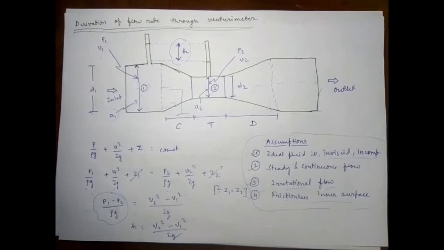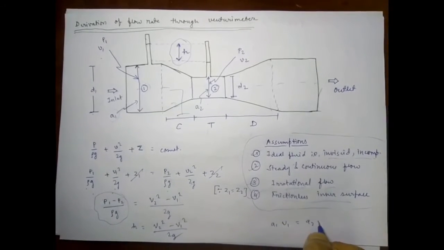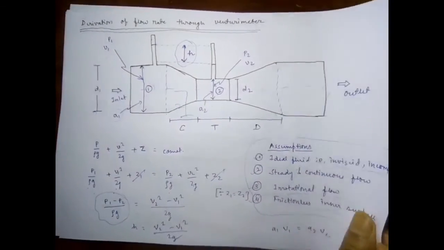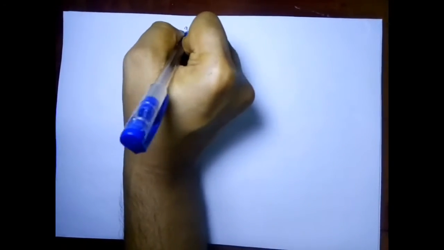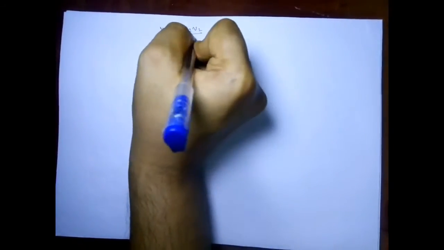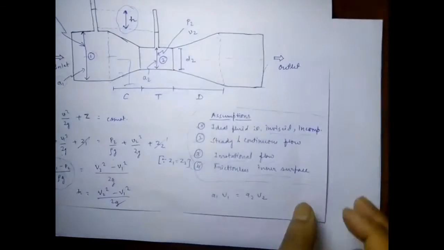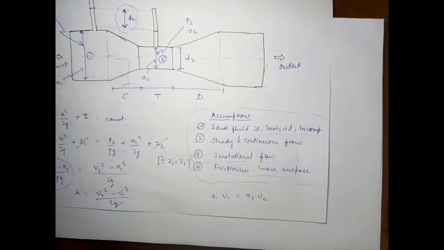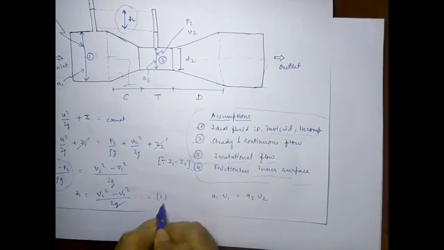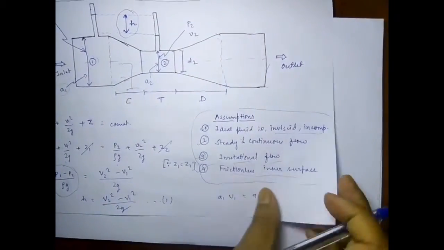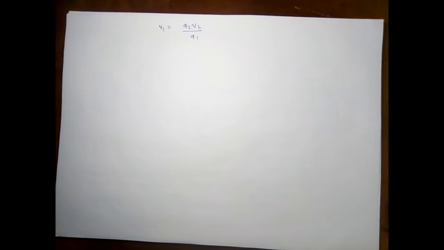Now let's recall the continuity equation, where A1 V1 is equal to A2 V2. So this was the continuity equation, and therefore we will use V1. Now V1 will be equal to A2 V2 upon A1, and we will use this V1 in equation 1. Suppose let's keep this one as equation 1.